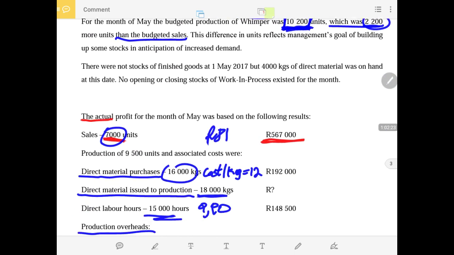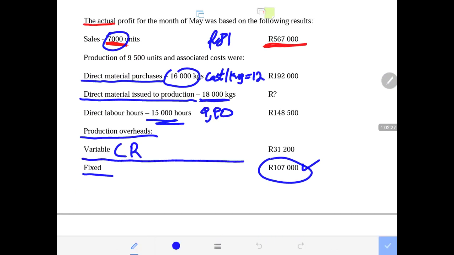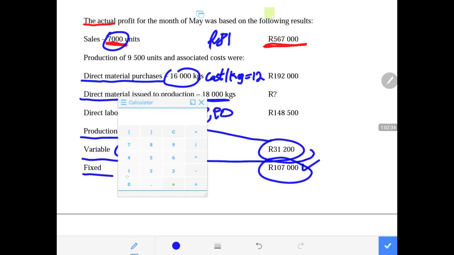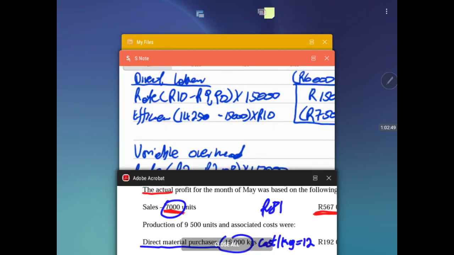Then for my actual, I have to look for the actual. My actual must have been the total variable overheads of 31,200. Divide this by the actual hours to get it per hour. So it was 31,200 divided by 15,000 hours, and I got 2 rand 8 cents, 2.08. My actual hours is 15,000 hours of labor.